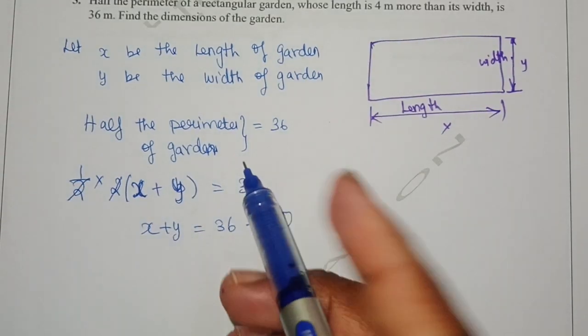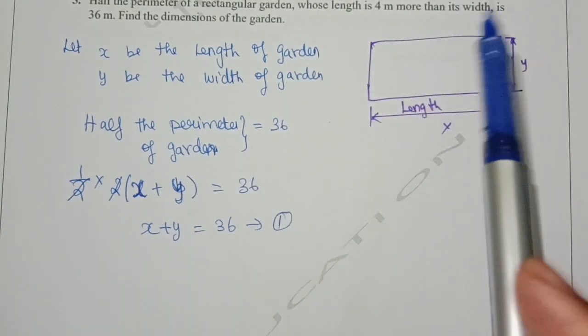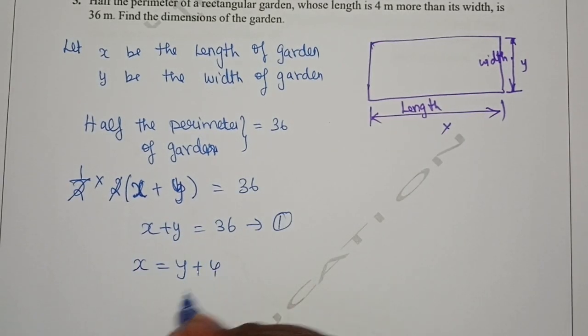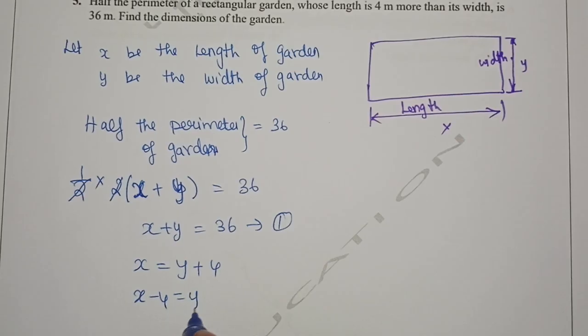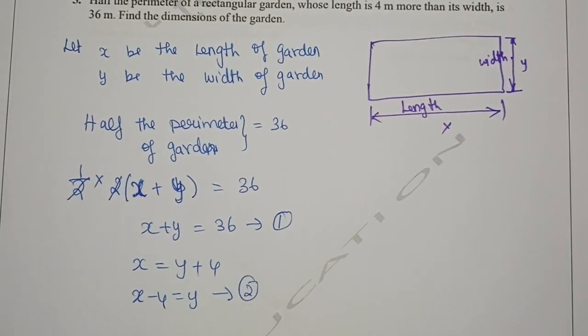And the second equation is given as: whose length is 4 meters more than the width. The second condition is x is equal to y plus 4. Therefore, x minus y equal to 4. Here we should use the graphical technique and find x and y. It is very easy.